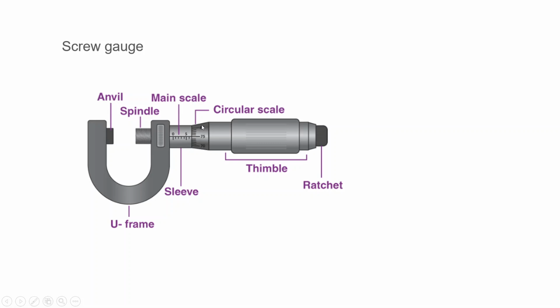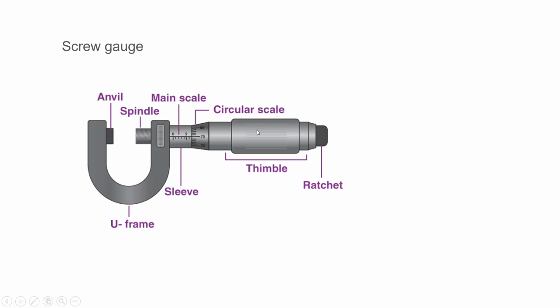This is the main scale, and this is called the circular scale. Here also, how we take the reading is from the main scale. Again, we need to check for zero also. But after we have checked that, we take the reading where the marks on the circular scale coincide with the line that is visible on the main scale.